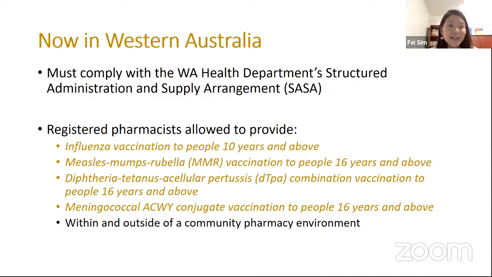And also, right now in Western Australia, pharmacists are allowed to give influenza vaccines, so that's your flu vaccine, to anyone 10 years and above, and to give measles, mumps and rubella, which is the MMR vaccine, to people 16 years and above, and also diphtheria, tetanus, acellular pertussis, which is the DTPA combination vaccination, to people 16 years and above, and also meningococcal ACWY conjugate vaccination to people 16 years and above. So long as we meet these criteria and requirements, pharmacists in Australia are able to provide these sorts of vaccinations within their scope. And at the moment, pharmacists in Western Australia can give a vaccine within a pharmacy and also outside of a pharmacy.